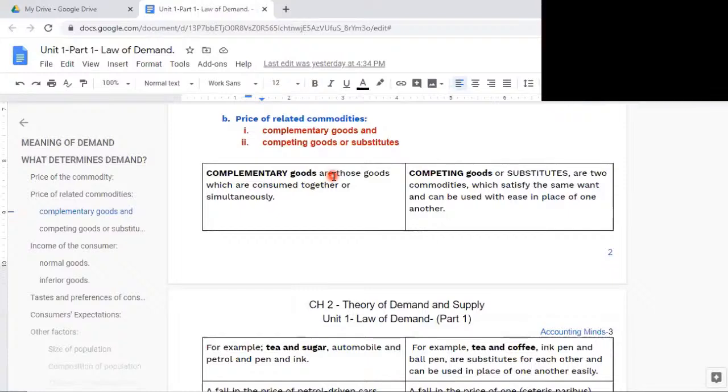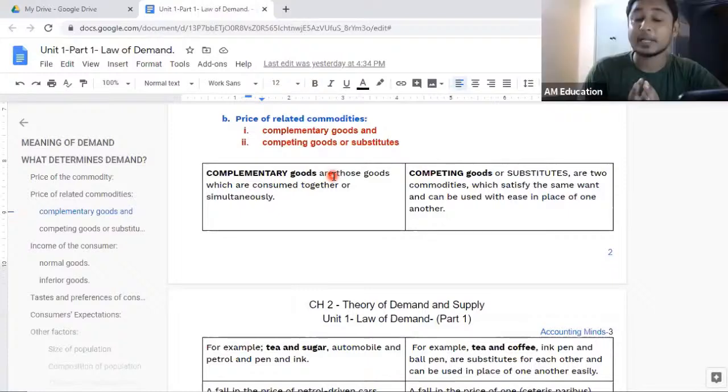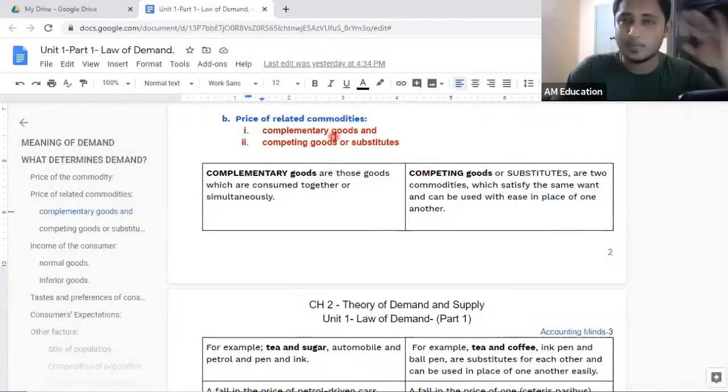Right? So the second thing that determines the demand of any good or service is the price of its related commodities. There are two kinds of related commodities for any product. One comes under the category of complementary goods, and the other comes under the category of competing goods. Complementary goods, competing goods, or we know them as substitutes.